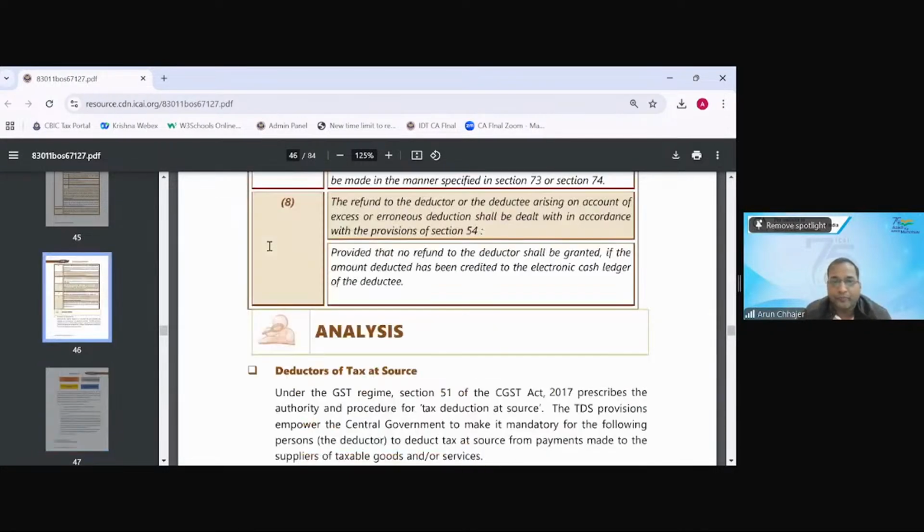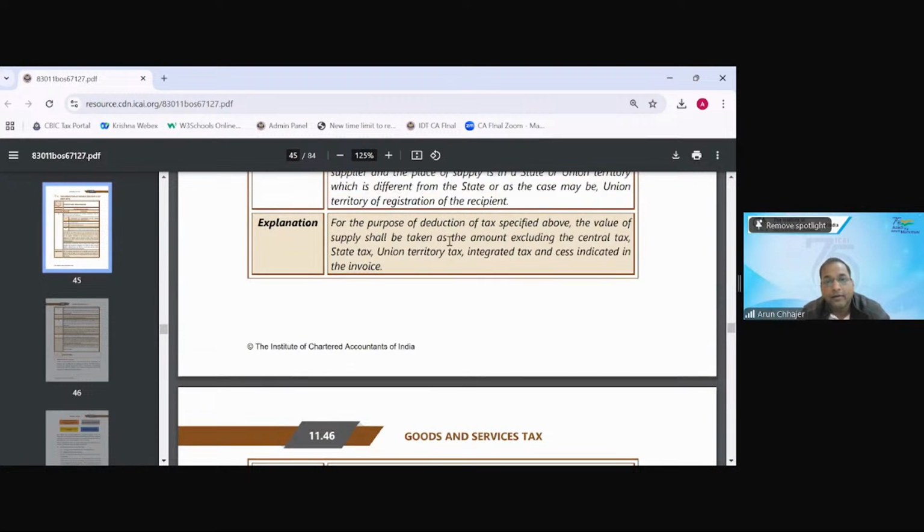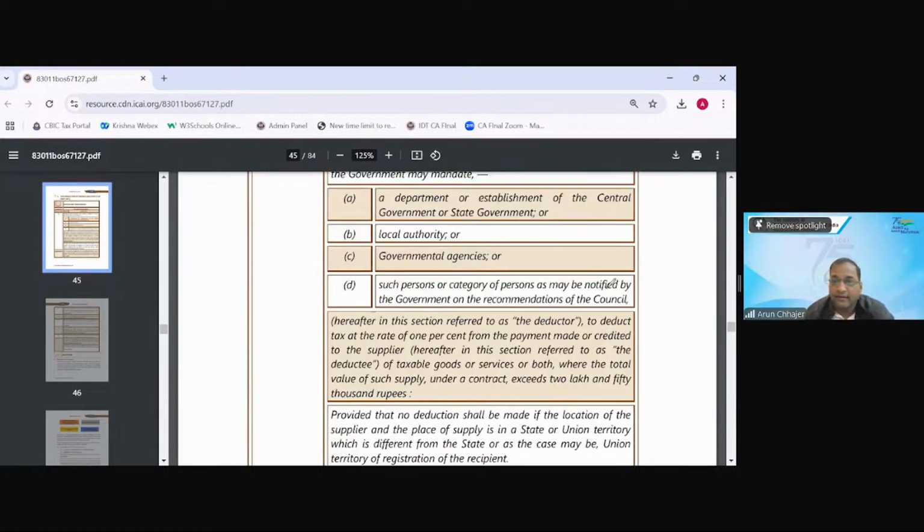Now, we have just discussed clause D: such person, a category of the person as may be notified by the government. Let me go to the PPT.